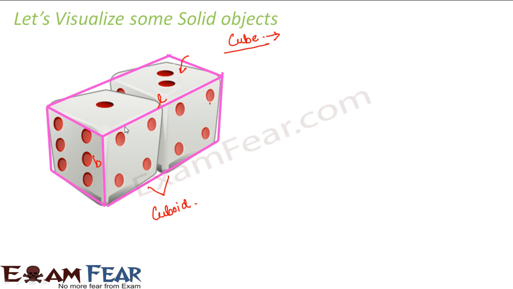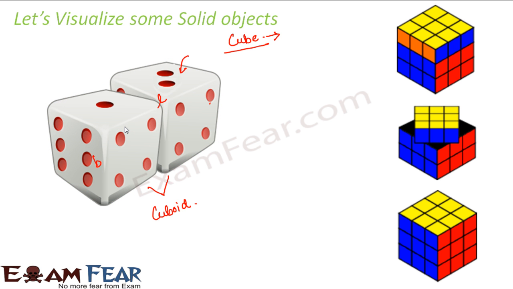Now have you ever played with the Rubik's cube? I'm sure you must have played with it. You have different colors and you need to arrange them in a specific pattern. So what is the shape of the Rubik's cube? The name itself says cube. So this cube is also made up of 6 surfaces such that each surface is a square. So these are some examples of objects around us which are in the shape of cubes or cuboids.